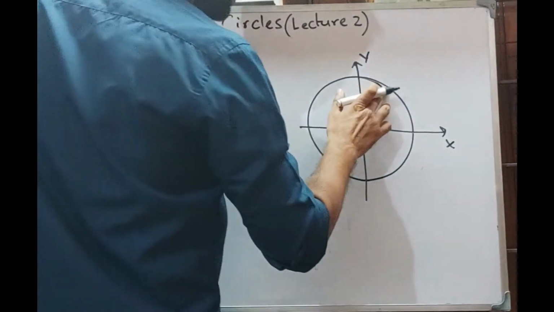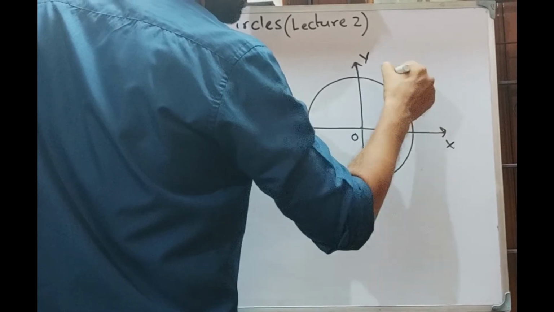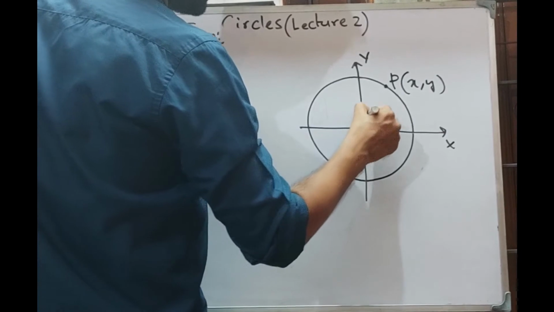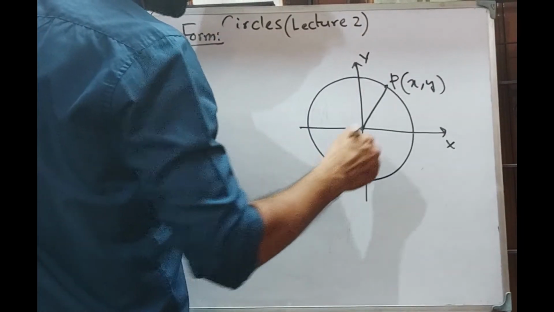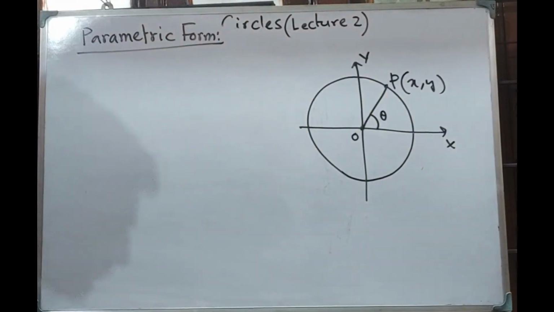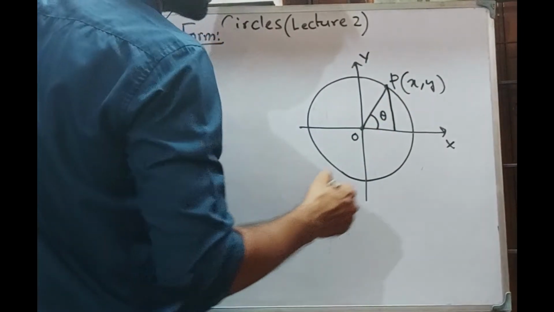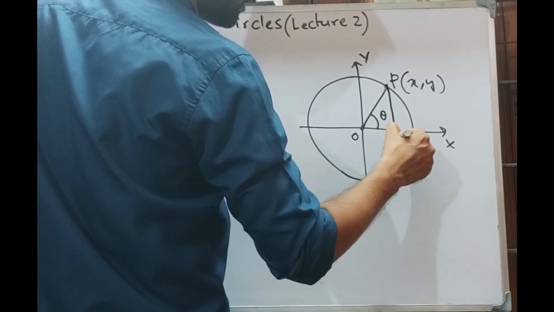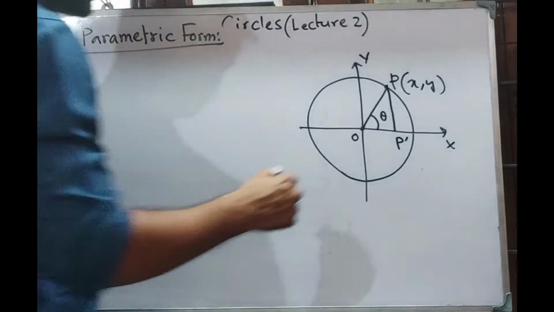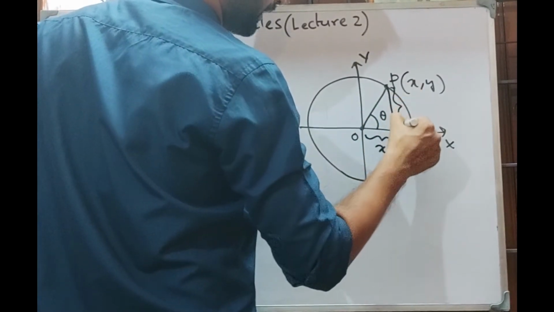So I am taking a point on the circle here in the first quadrant. Say I am taking the point here, P (x, y), and I am joining this O with P. So for this line OP, we must have an angle here. Say this angle is theta. If I drop a perpendicular from this point P on the x-axis, we will get the point P dash here, say. So then, this length OP dash can be taken as x, and this PP dash can be taken as y.